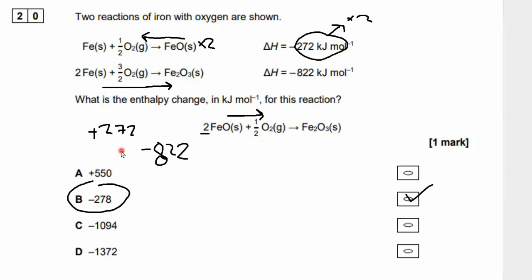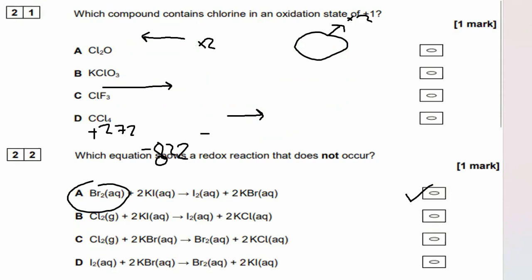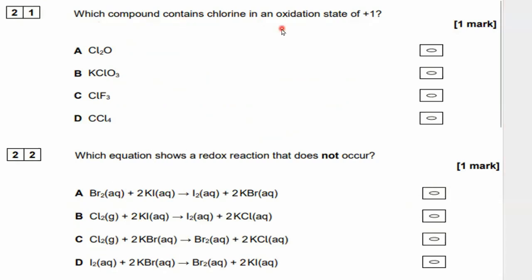All right, let's move on to the final questions in this exam paper. So we're looking now at question 21 and 22. 21. Which compound contains chlorine in an oxidation state of +1? Quite simple. Just practice writing out your oxidation states. So for D, chlorine is in a -1 oxidation state. You can see carbon is +4. It's in group 4. For C, fluorine is going to be -1 because it's more electronegative than chlorine, which means that the chlorine must be +3 as there are 3 -1 fluorines.